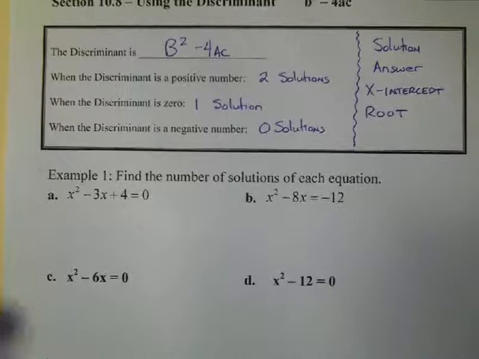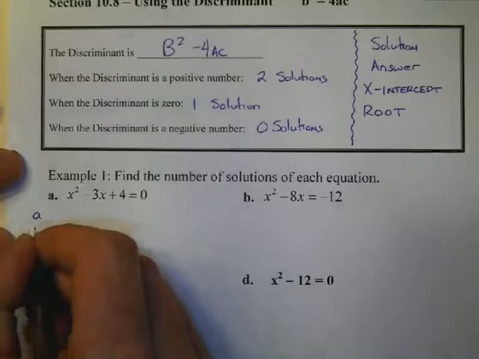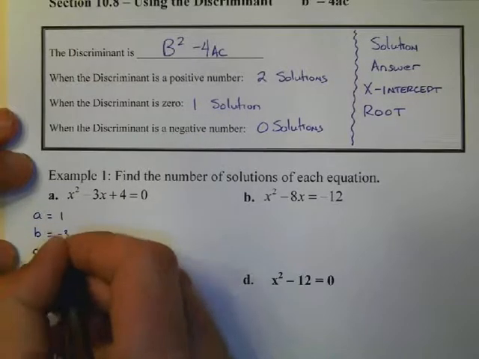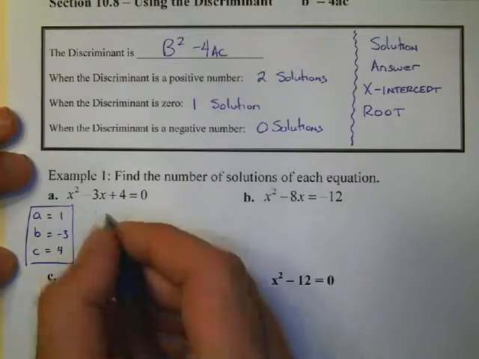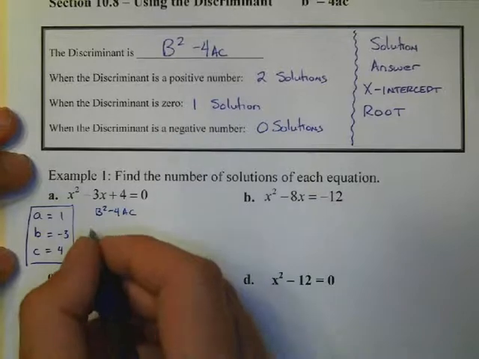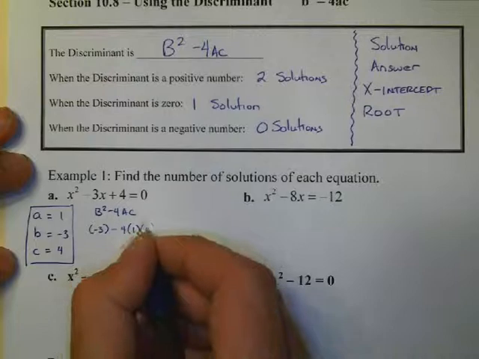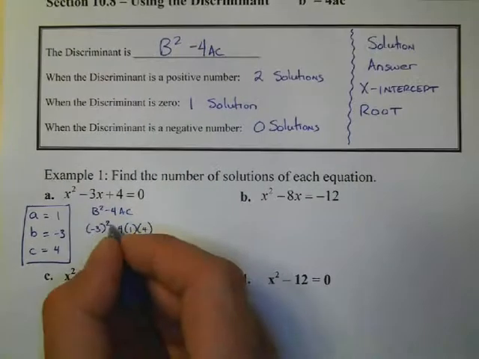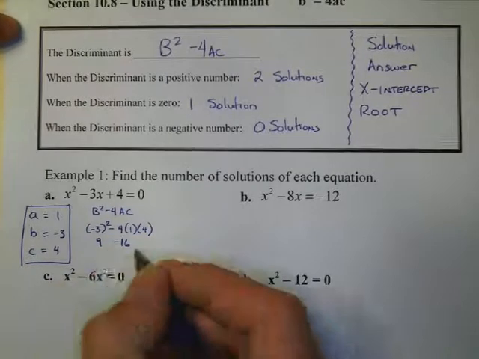When I plug in my values of -3 minus 4 times a times c, and I work this out, I'm going to very simply say, what is -3 squared? 9 minus 16. Well, that is a negative number. All we need to determine is if it's a negative number or a positive number. And now we can say if it's a negative number, there's 0 solutions.